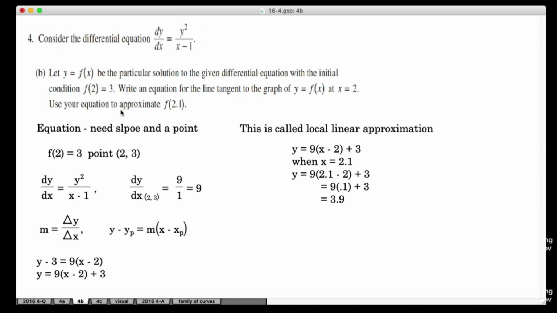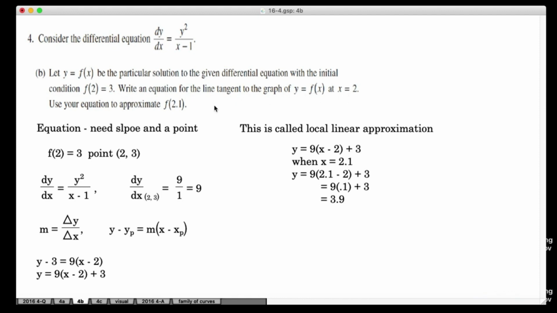Okay, and then it says, write the equation of the tangent line to the graph of this function at x equals 2. And it says, use your equation to approximate f of 2.1. Now, we're not finding the particular solution in this part. We're just writing the equation of the tangent line to that function at x equals 2.